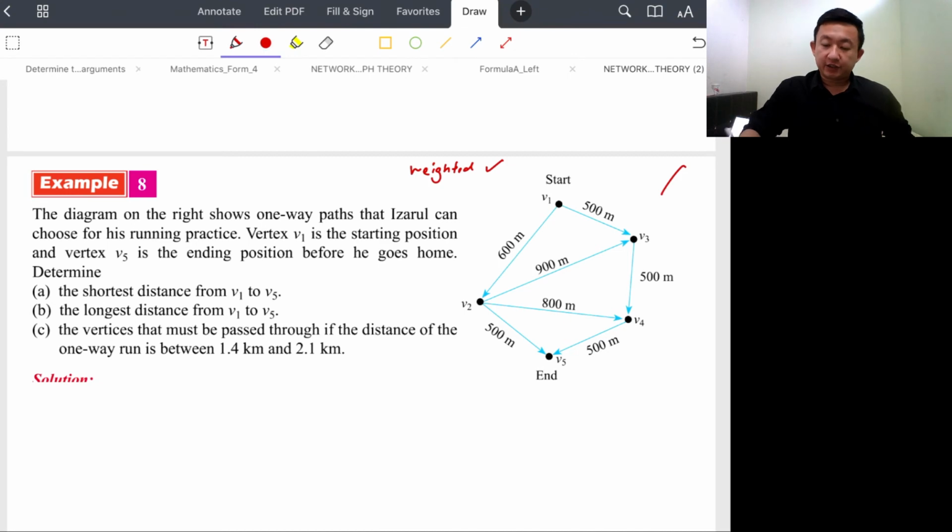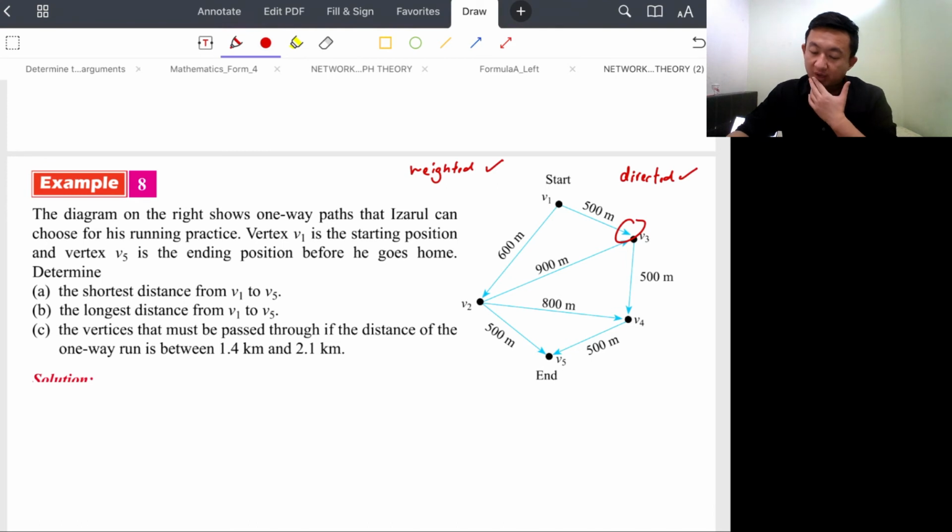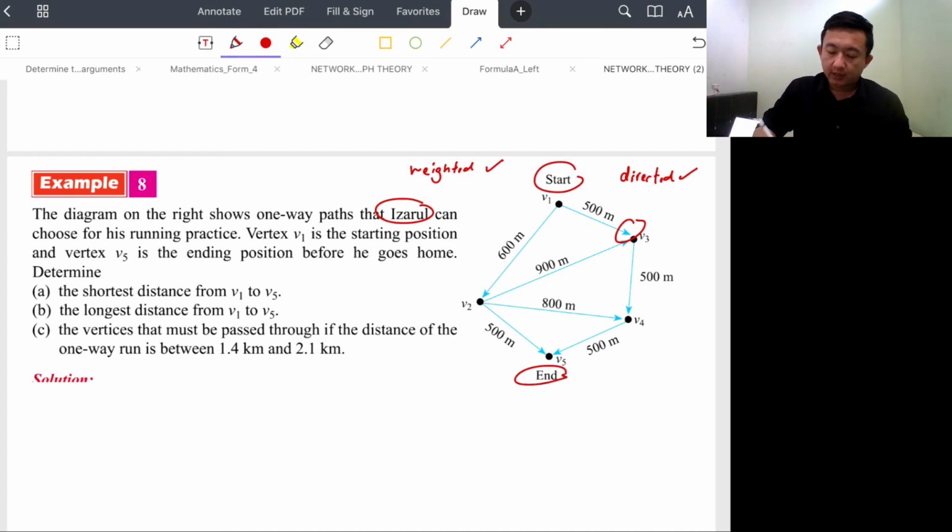Okay, I ask you extra question. Directed or undirected questions? Obviously, this is a directed question. Okay, we go with this one. The diagram on the right shows a one-way path Izaru can choose for running practice. Vertex 1 is the start, vertex 5 is the end before going home. The shortest distance from 1 to 5.